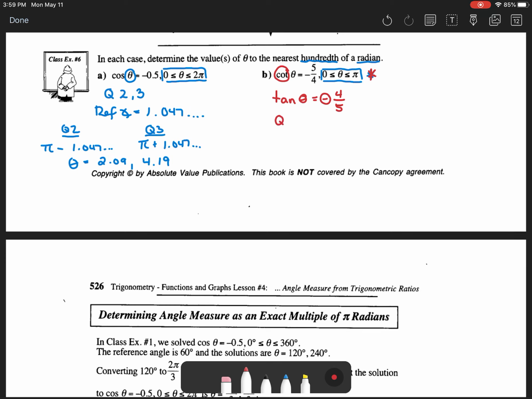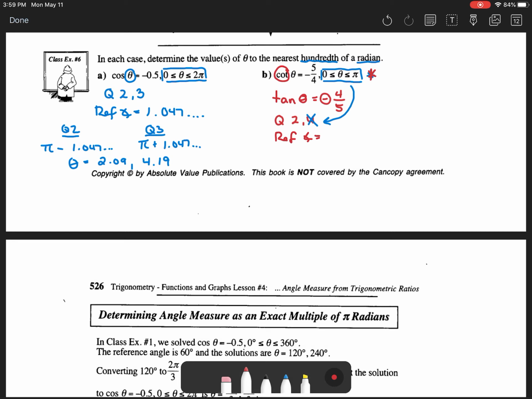So now we're in business. The value of tangent is negative, so normally I would be looking where tangent is negative in quadrants 2 and 4. But because of this restricted domain, I do not need or even look for that solution of theta in quadrant 4. I only care about quadrant 2 at this point.